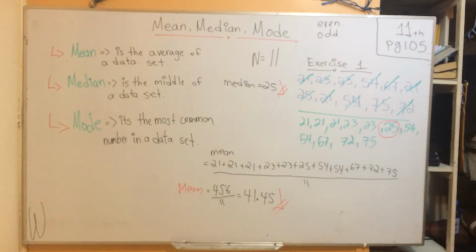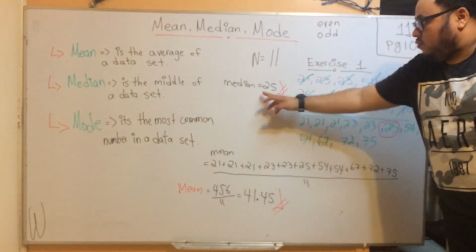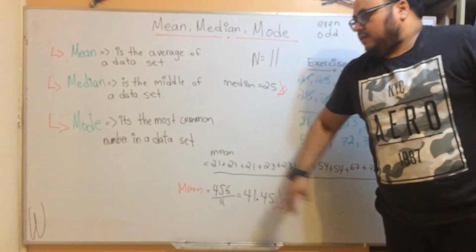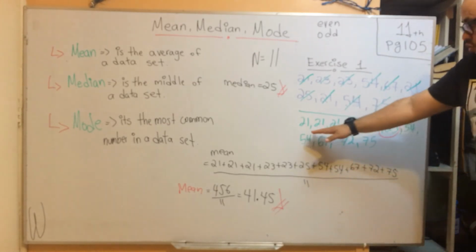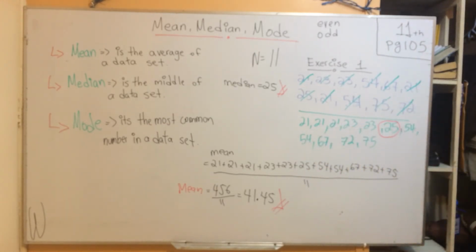So we have two of the three answers. We already have the mean and the median. Now let's calculate the mode. The mode is the most common number in a data set. Now that we have them in order, we just need to find the number that repeats itself the most. Sometimes we might have one number, sometimes two numbers, sometimes none, because sometimes the data set will not have a repeating number.